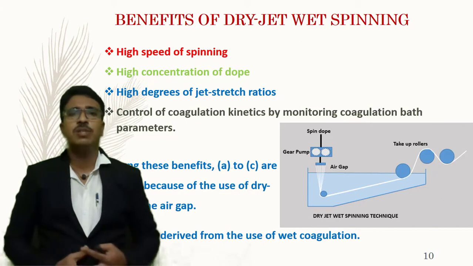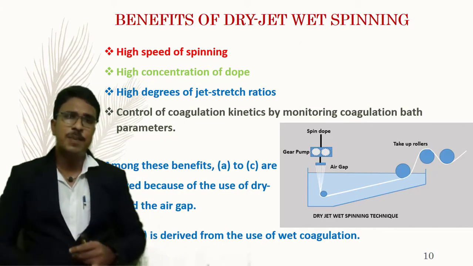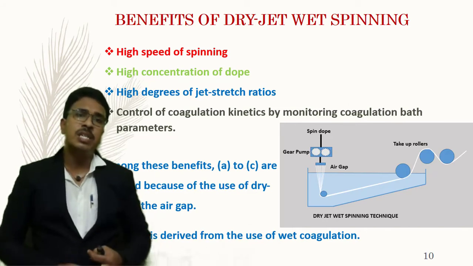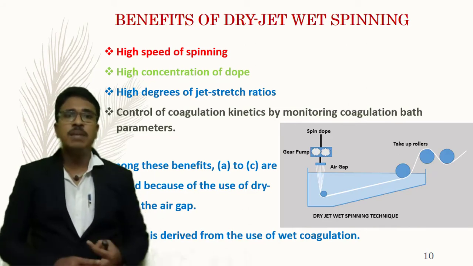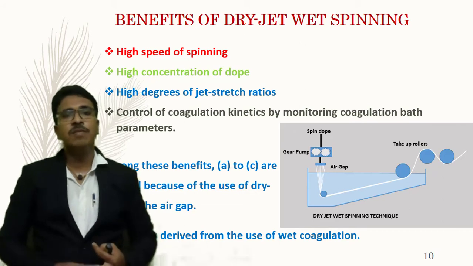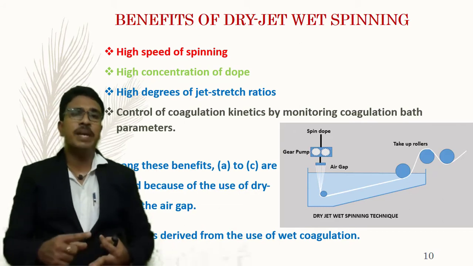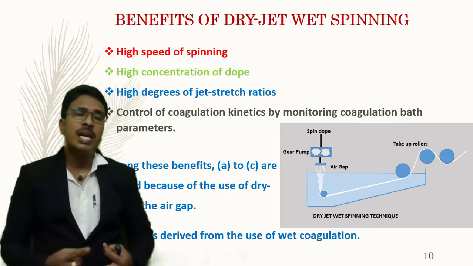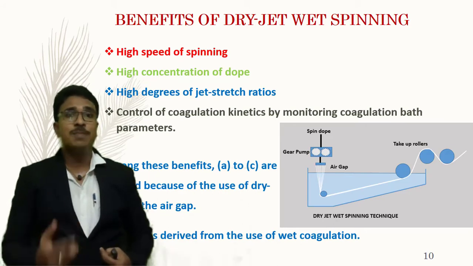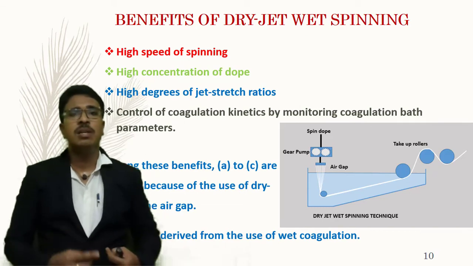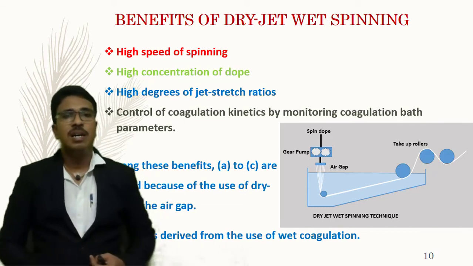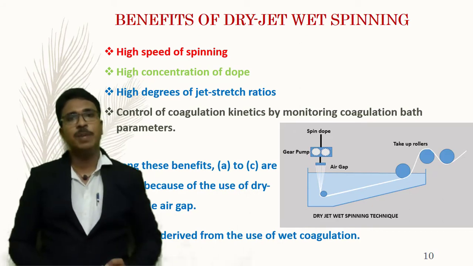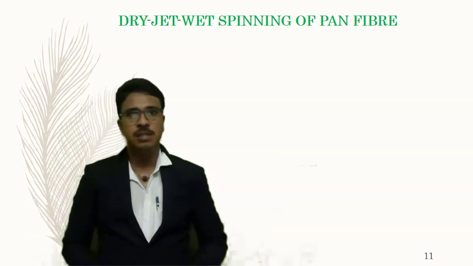Okay. Overall, if you see, one is the high speed of spinning, high concentration of dope we can maintain, and high jet stretch ratios. These three benefits we are getting because of the dry jet and air gap we are maintaining in this dry jet wet spinning process. Whereas the coagulation kinetics monitoring is carried out and controlled mainly because of the wet coagulation which we are using in this wet spinning process. Okay.